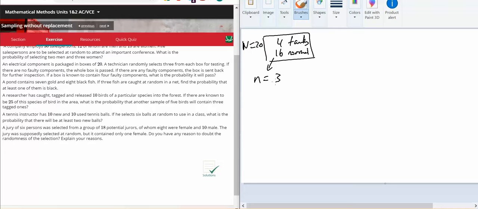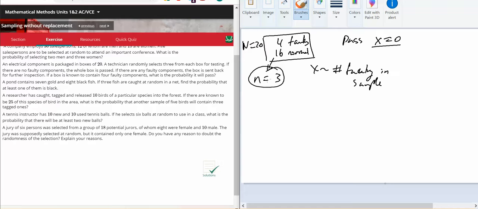that it will pass? So pass means if I let X be the number of faulty in the sample, then the probability it will pass would mean X has to equal 0, because you have to have no faulty components in the sample you take out for it to pass.